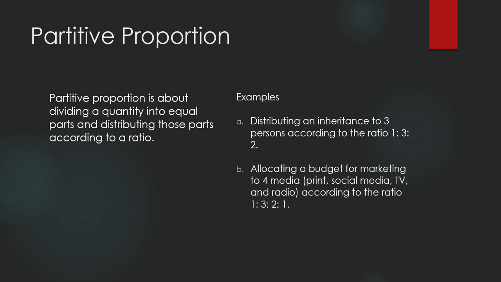Allocating a budget for marketing to 4 media. So let's say, for example, you are a manager of the marketing department of a company, and yearly you must prepare a budget for promotions, for advertising, and you will allocate your budget to 4 media: print, social media, TV, and radio, according to this ratio: 1:3:2:1. So these are examples of situations that show partitive proportion.